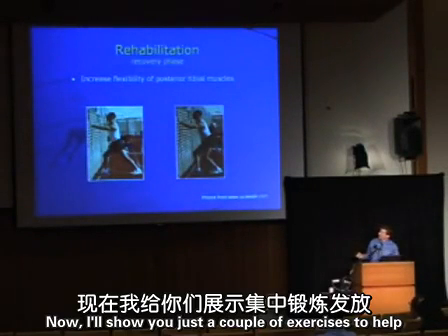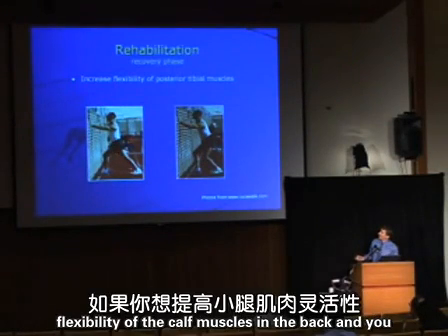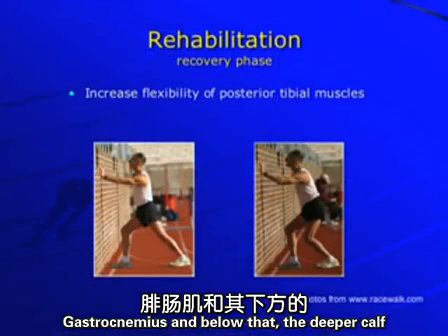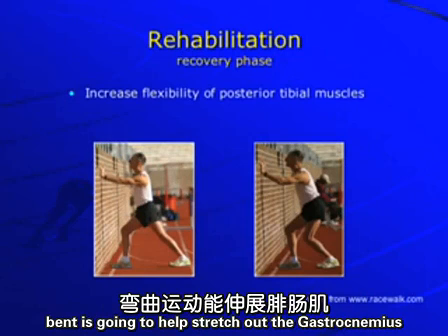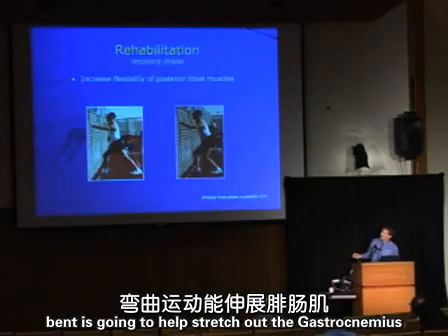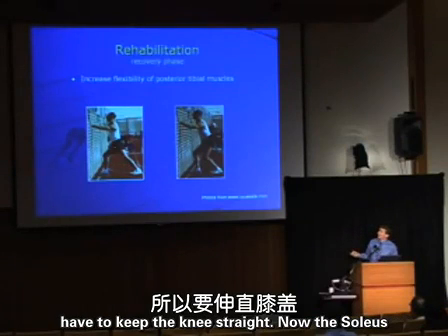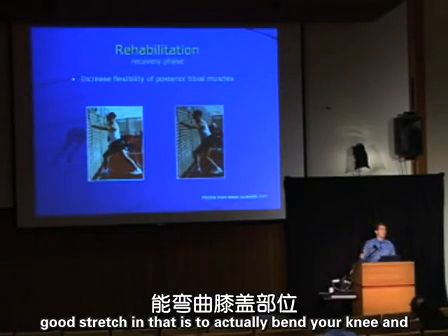Now, I'll show you a couple of exercises to help prevent and to treat it. You want to improve the flexibility of the calf muscles in the back. You've got two main muscles there: the gastrocnemius, and below that, the deeper calf muscle, the soleus. This stretch with your knee straight is going to help stretch out the gastrocnemius, and the gastrocnemius crosses your knee joint, so you have to keep your knees straight. Now the soleus doesn't cross your knee joint, so the best way to get a good stretch in that is to actually bend your knee.